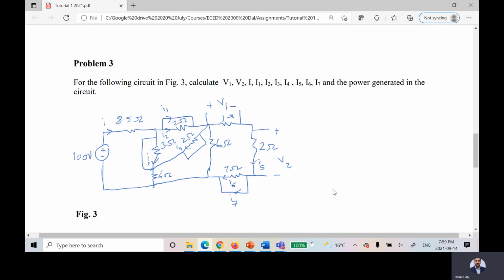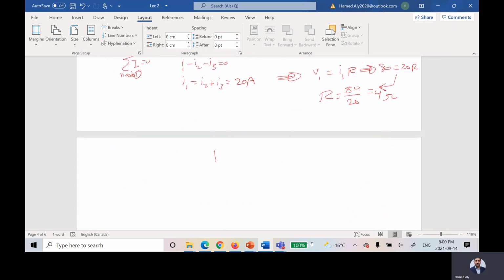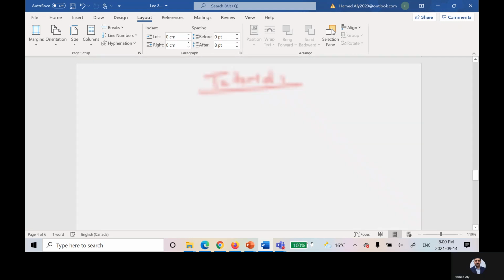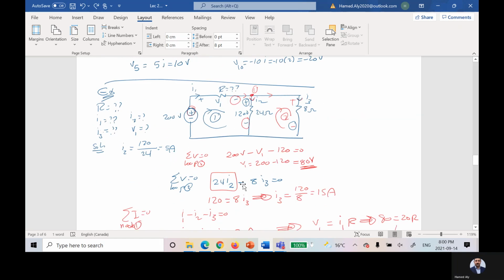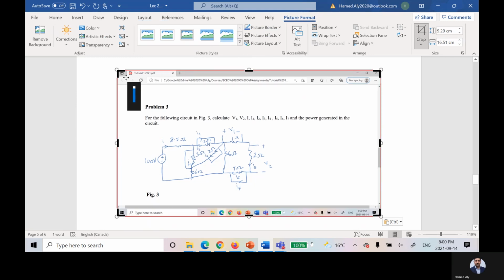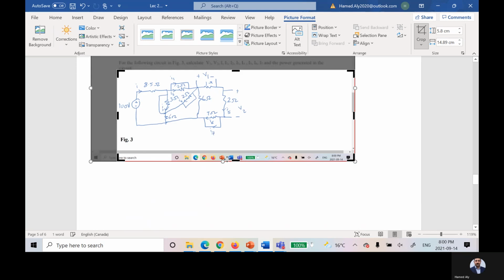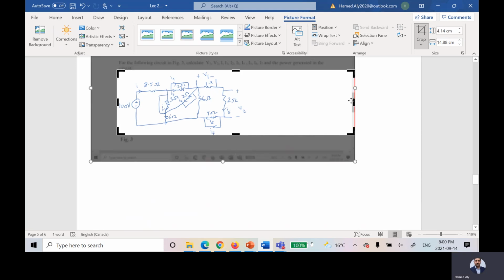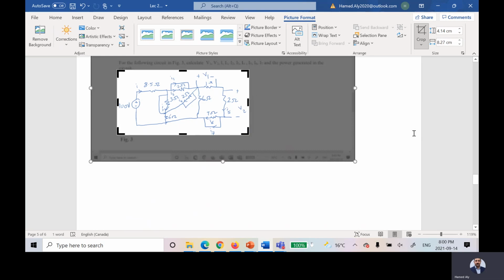I'm happy because I3 is equal to what? Yes. So if you look at the problem, I3 should be equal to 0. Let me print screen this and go back to this guy, tutorial 1. So problem 3. So I'm happy that I could cancel this guy.